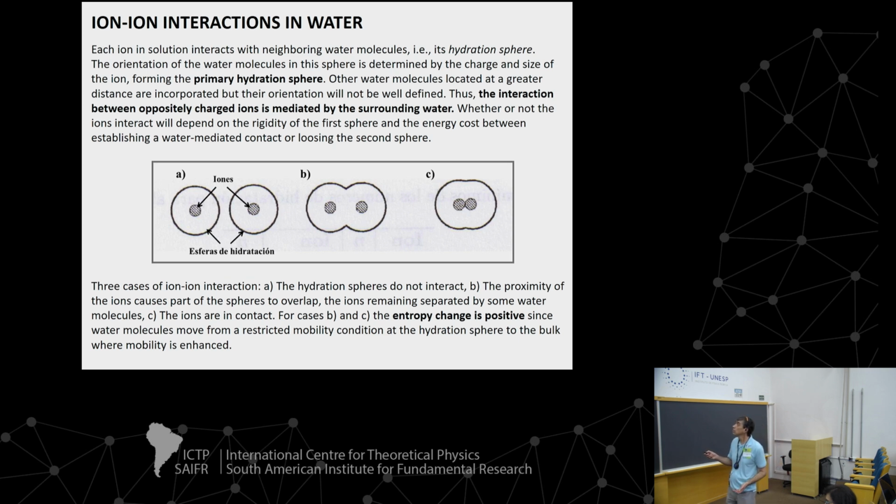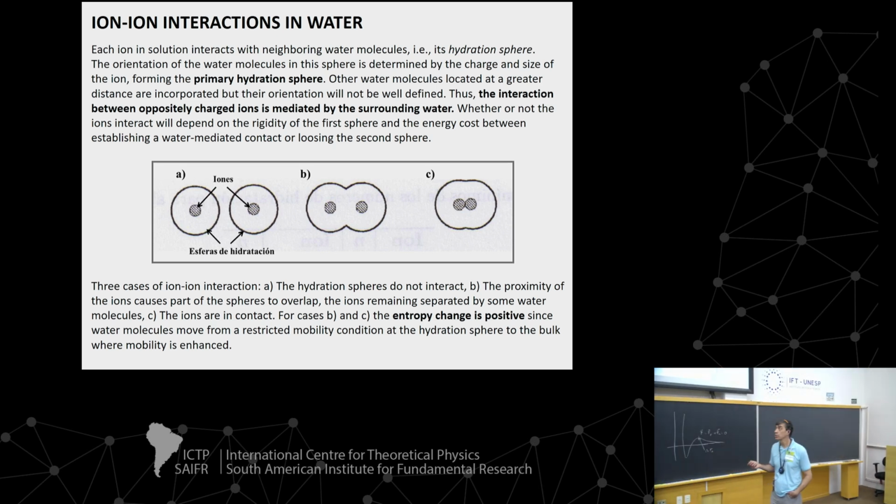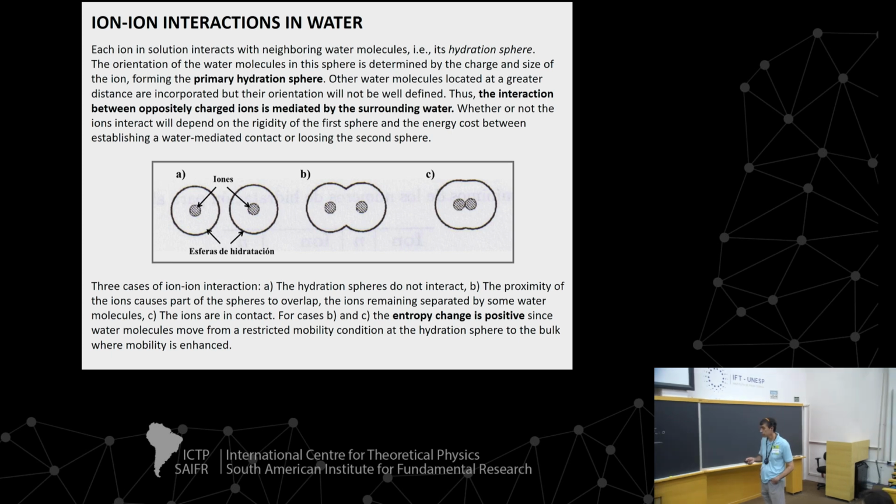And this depends on the kind of interaction, how strong is the interaction between the ion and water, and how easy or not is to remove water from the hydration sphere in order to bring the ions into contact. The interesting point is that in these two cases, the entropy change is going to be positive, since some water molecules are going to be liberated from this region to the bulk, where they can move more freely. So entropy is going to contribute positively to these cases.